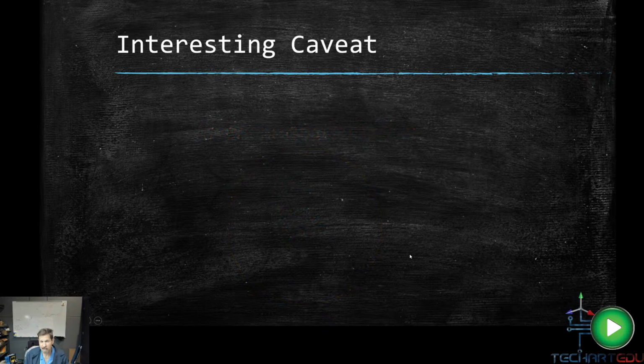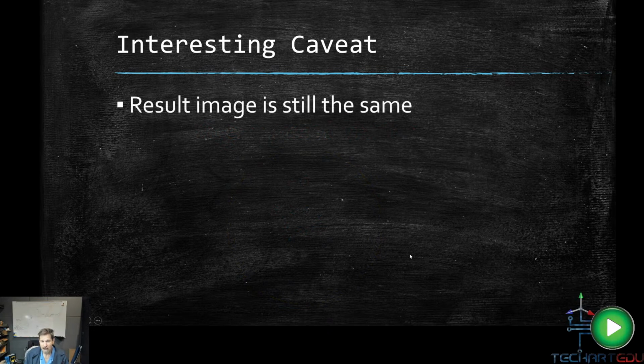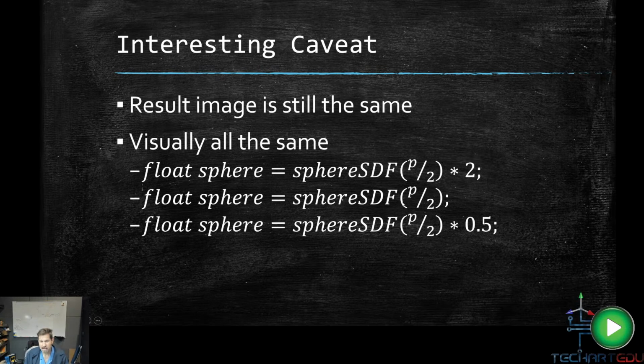So here's where the interesting caveat comes in. The resulting image is the same when you do these three things here. Now notice here, I've got my point, and let's say I wanted to scale my sphere up by 2. If we divide the point by 2, we've got this input, and this input. Believe it or not, these two inputs produce the exact same thing. In fact, they have no effect whatsoever. And it's kind of a curious situation.